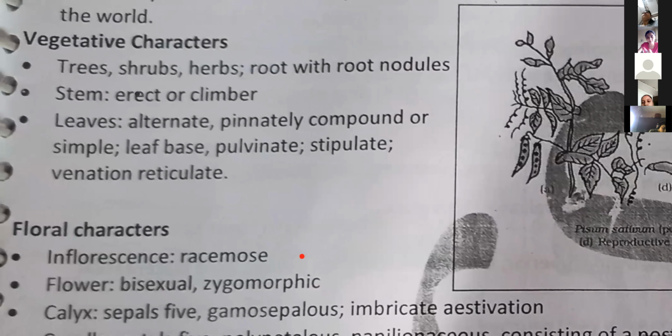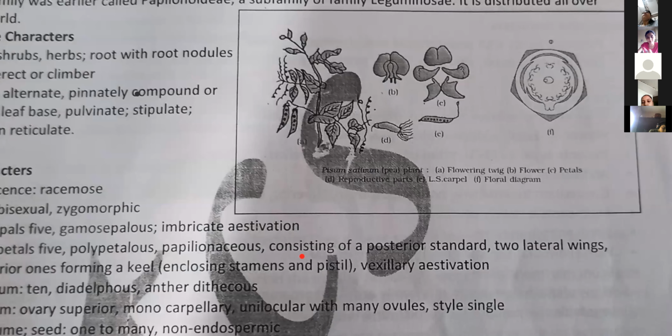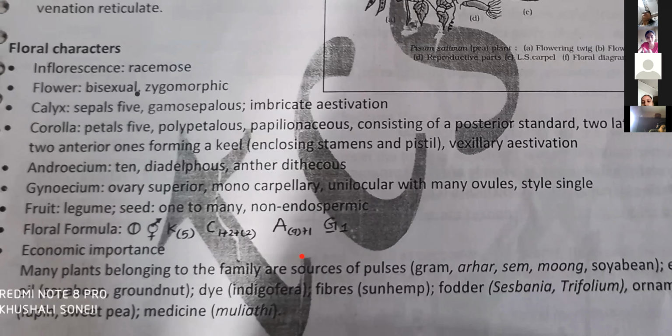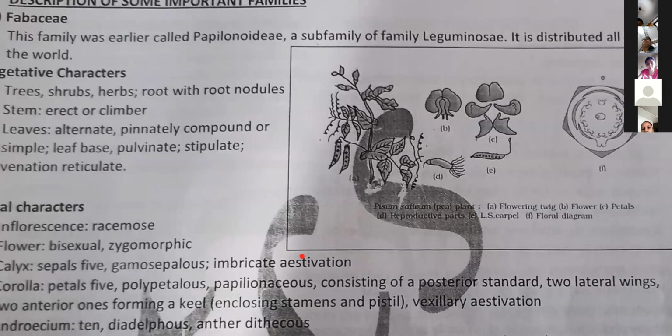Now next, their floral characters. Floral characters: inflorescence is racemose type. Now I'm not going into detail. What is racemose, cymose? I have explained that already. So inflorescence is racemose type. Flower is bisexual, meaning both the whorls are present, androecium as well as gynoecium, and their symmetry is zygomorphic, bilaterally symmetrical flower. Remember. Okay.